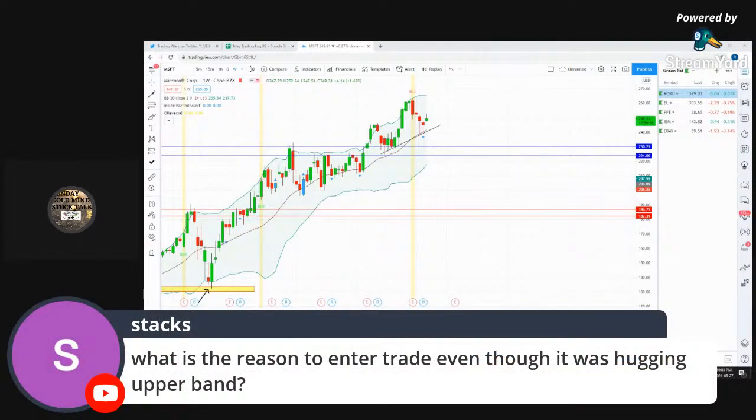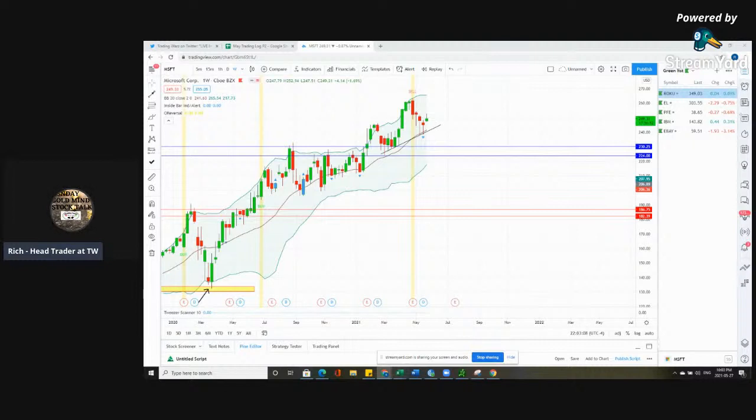What is the reason to enter trades hugging the upper bands? Is that about TD? For TD it's because it was up against all-time highs. Anytime something is up against all-time highs, there's always a potential for a short squeeze. So that's what I was looking for, a short squeeze.